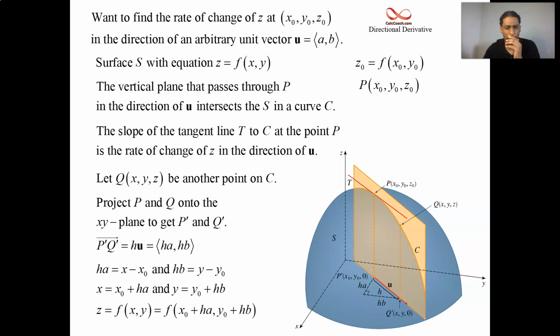So then what you can do is solve for x. If HA is x minus x naught, then x is x naught plus HA. If HB is y minus y naught, then y is y naught plus HB. And you don't have to, but you could take this function and replace the x with x naught plus HA, and the y with y naught plus HB. It's okay if you don't follow this. I just want you to understand, hopefully, where the formula is coming from.